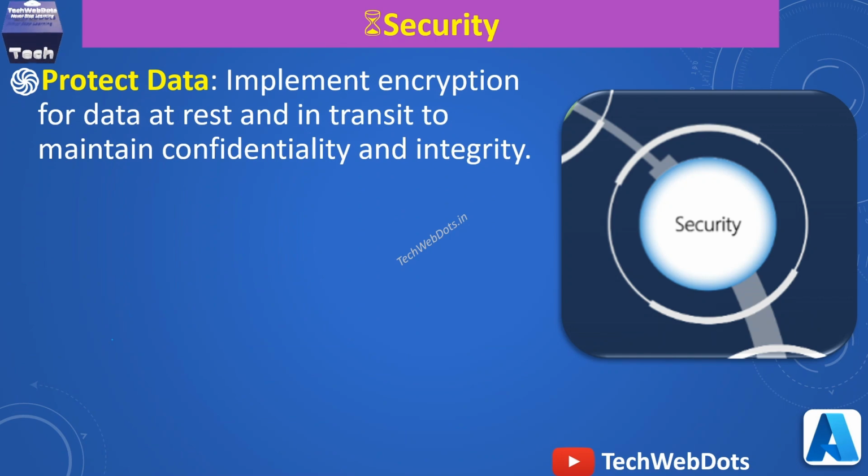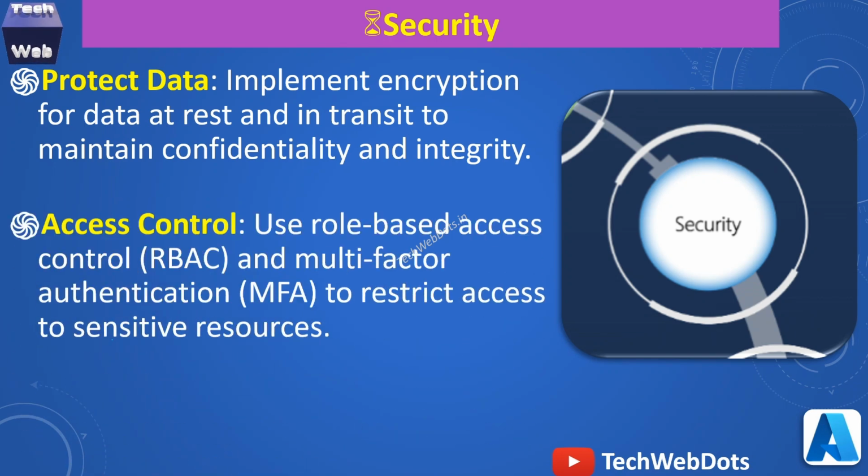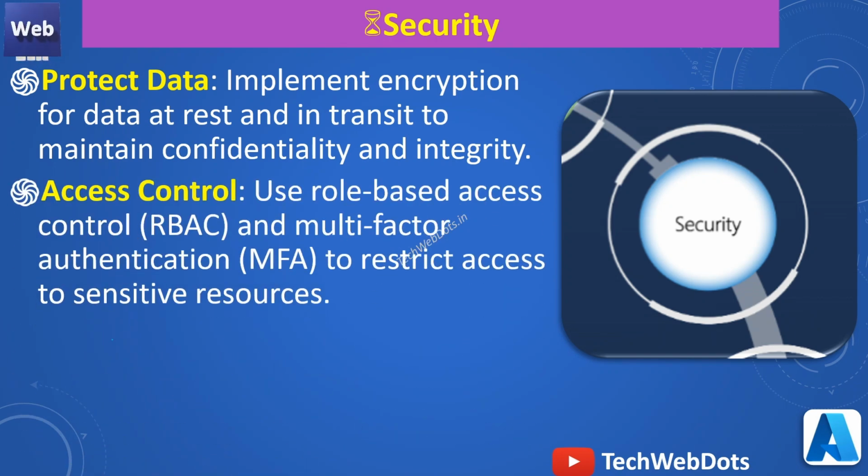Very important task, right? The very first thing when we talk about security is the security of our data. Implement encryption for data at rest and in transit to maintain confidentiality and integrity. Data at rest means it is already in a stored place. In transit means it is traveling from source to destination. Even at that point it should be fully encrypted. This is one point. Another one, access control. Use role-based access control and multi-factor authentication to restrict access to sensitive resources.